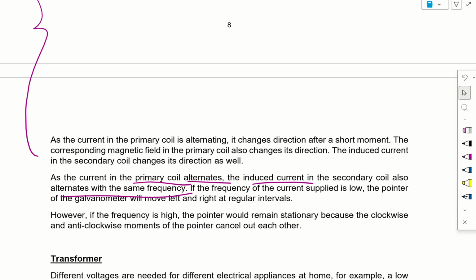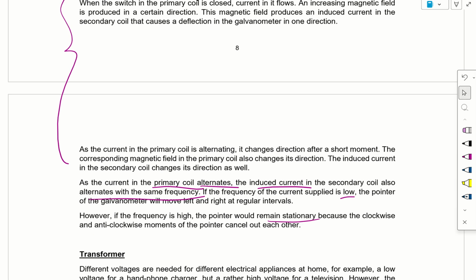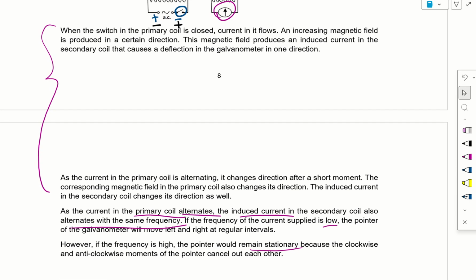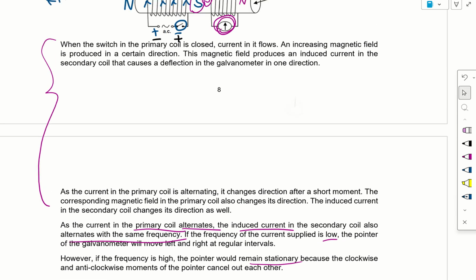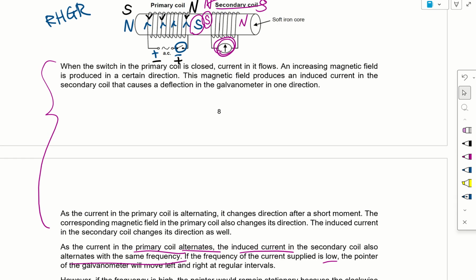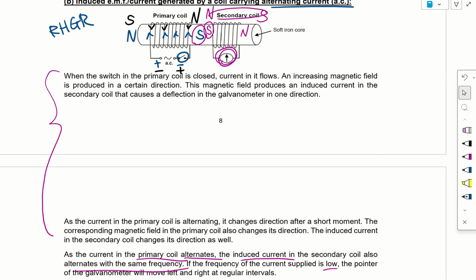So if the frequency of the current supply is low, the pointer will move left and right at regular intervals. But if the frequency is high, the pointer will remain stationary, right? Because it's not fast enough to reflect the change. So this pointer will be seen to be vibrating in its position, trying to go left and right within a short period of time.